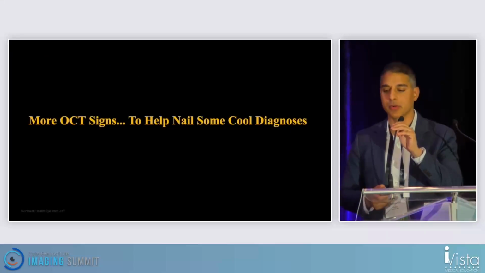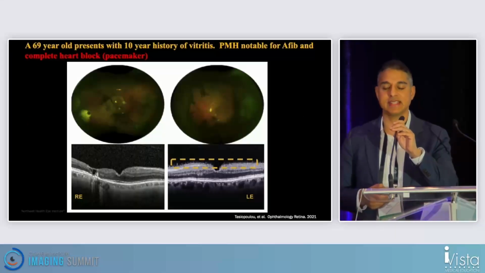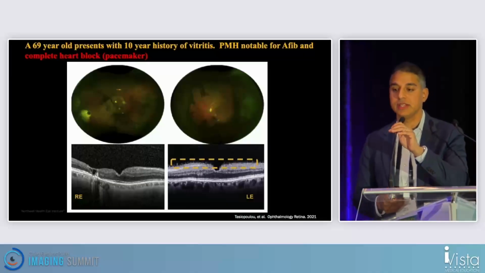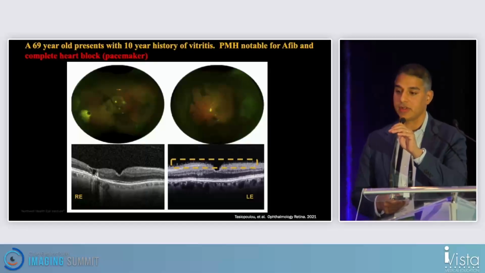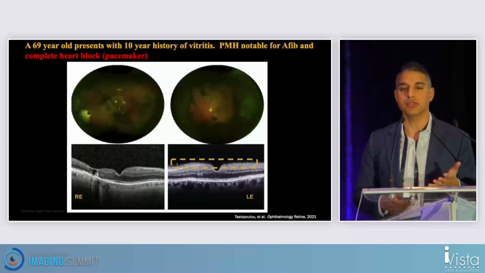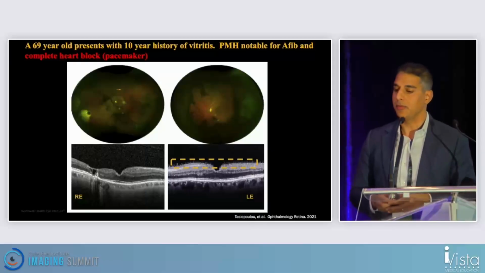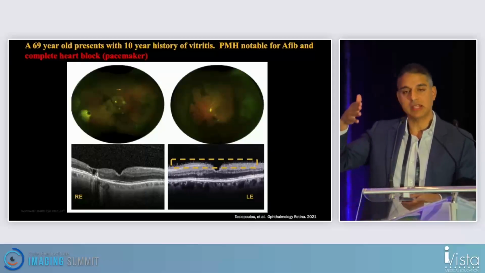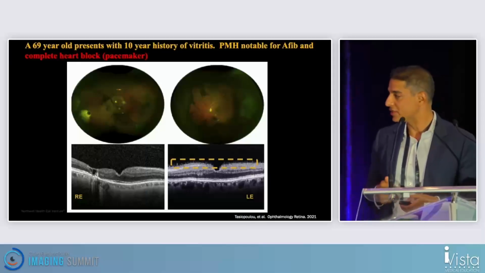So here are a couple of other cool cases. This is a 69-year-old who presents with 10 years of vitritis. That's a long time to have a diagnosis of vitritis. I've highlighted in red that this individual not only has AFib, but also has complete heart block. When we look at the OCT, it almost looks like little iron filings on the surface of the retina.